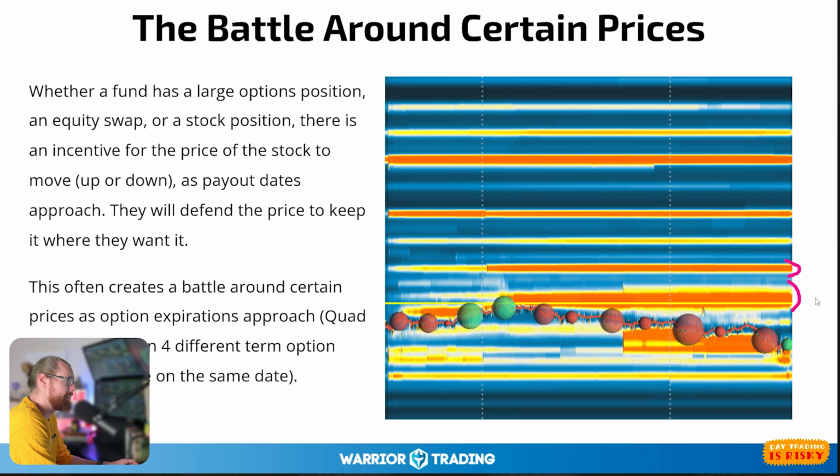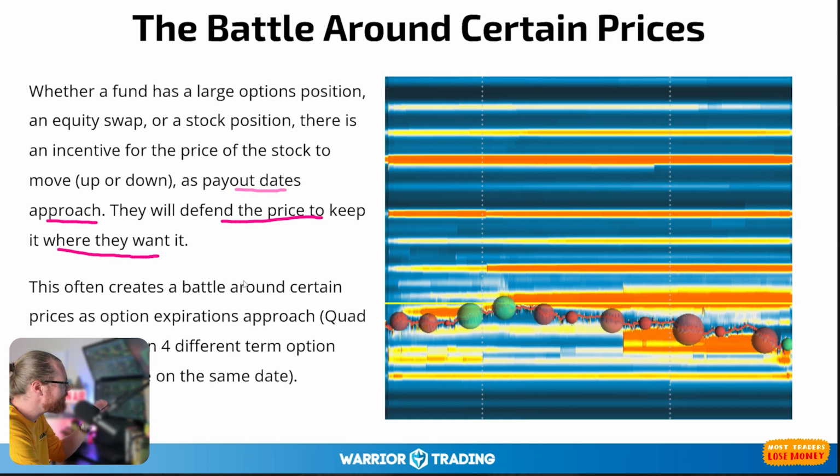And in this case, the sellers are keeping the price below these key levels because these are sell orders, and so they're creating resistance. So whether a fund has a large options position, or an equity swap, or a stock position, there's an incentive for the price of the stock to move up or down as payout dates approach. And they will defend the price to keep it where they want it. And this often creates a battle around certain prices as option expirations approach.